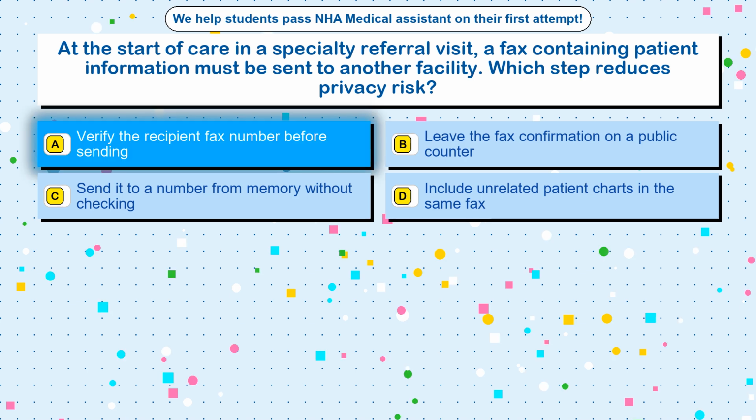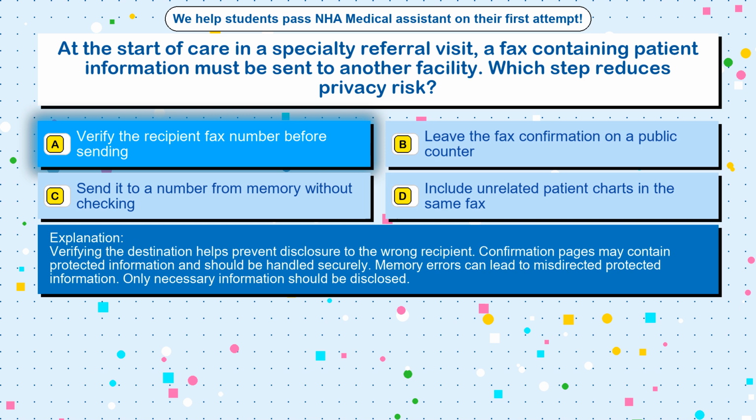The correct answer is option A, verify the recipient fax number before sending. Verifying the destination helps prevent disclosure to the wrong recipient. Confirmation pages may contain protected information and should be handled securely. Memory errors can lead to misdirected protected information. Only necessary information should be disclosed.